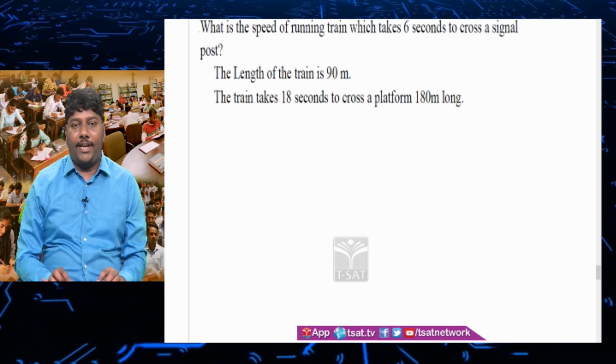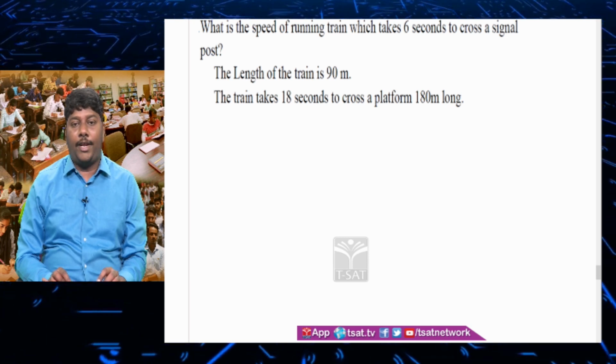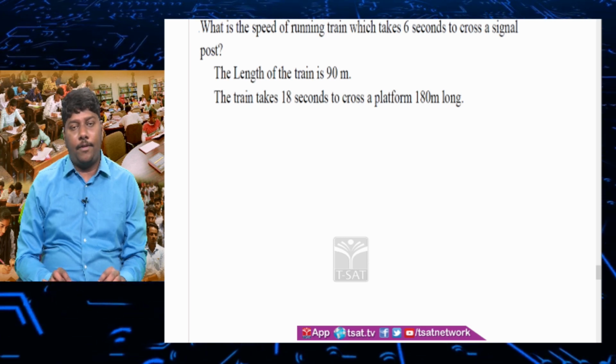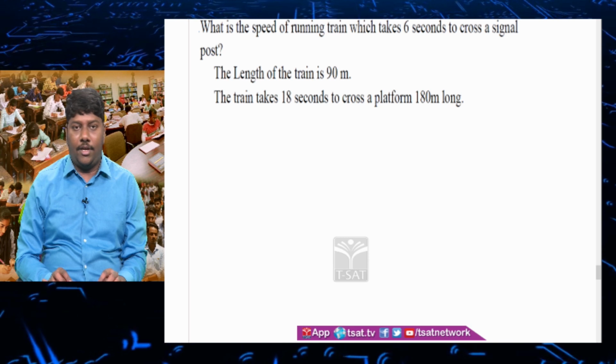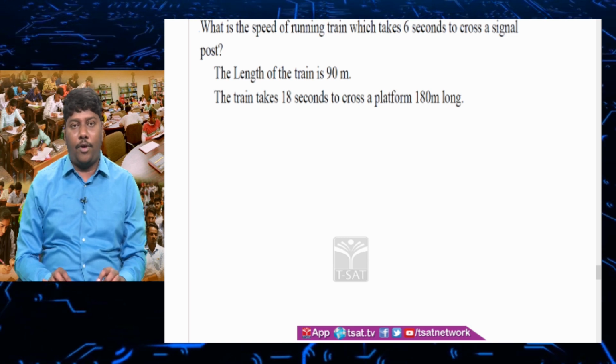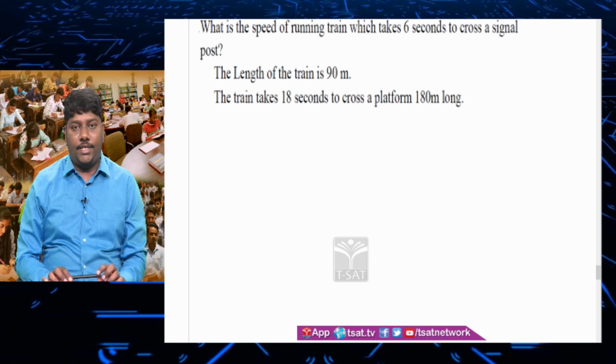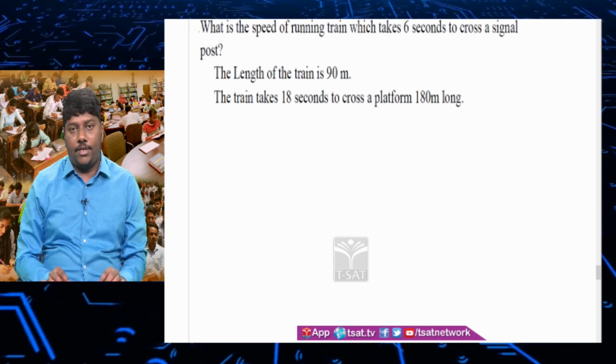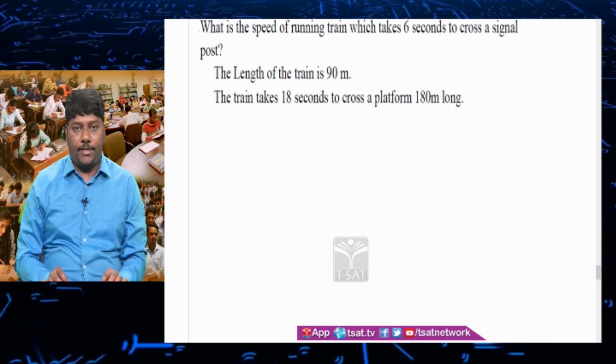Look at statement 2. A train takes 18 seconds to cross a platform 180 meters long. If you are looking at only statement 2, do you know the length of the train? We don't know the length of the train. Just by knowing the length of the platform, you cannot find out the total distance traveled. Therefore, only 1 alone is sufficient. Our answer is A in this case.